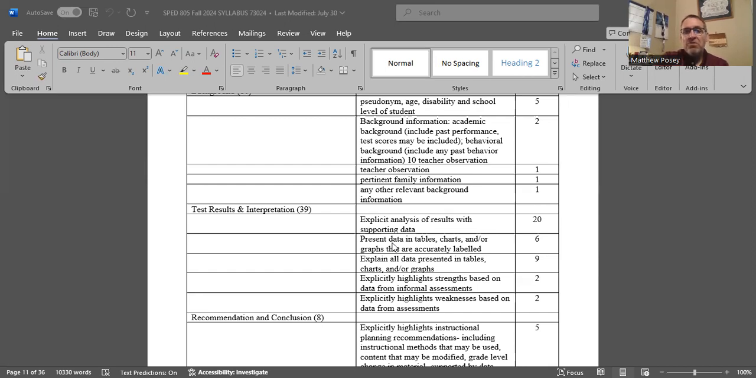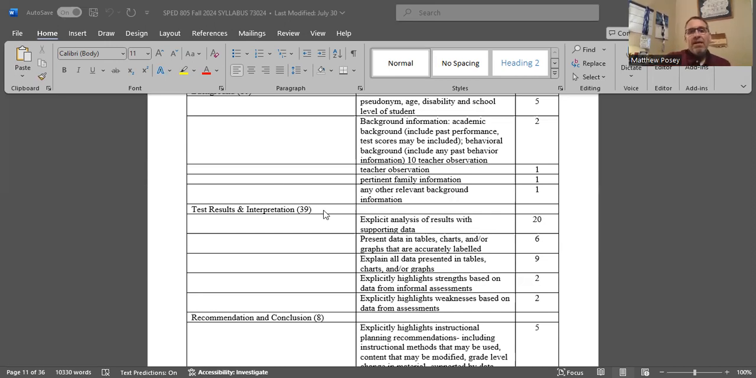Okay. So you can see already the first three items in that test results and interpretation section. You have one item that's weighted at 20 points, putting the tables, charts, and graphs in that are labeled 6, and then providing an explanation of the data that's in that table, chart, or graph. Also, based on this informal assessment, identify or highlight what you found to be a strength of the student. And then also you're going to highlight what you felt was a weakness based on the results you collected and your observation during that time.